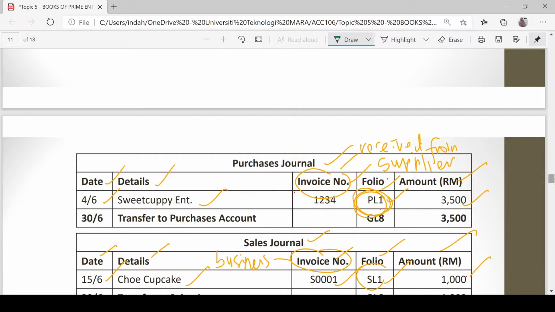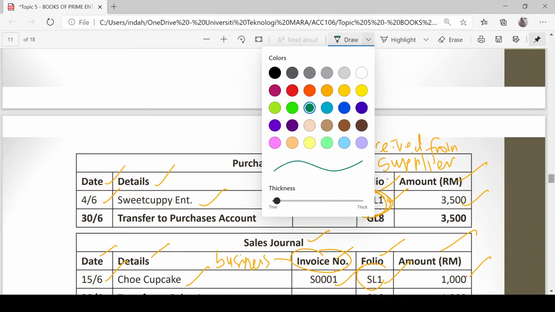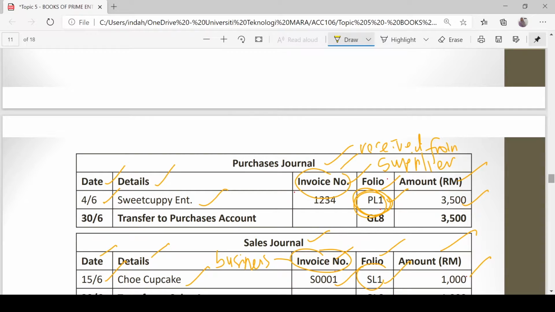Let me change the color first. So the purchase journal, the total here. At the end of the month, we are going to calculate the total. Because there is only one account payable here, the total is 3,500. This amount will then be transferred to the purchase account. We assign the code for the purchase account as GL8.